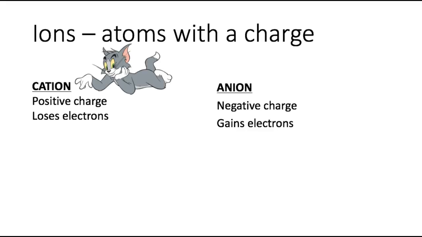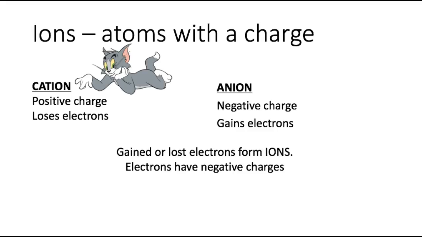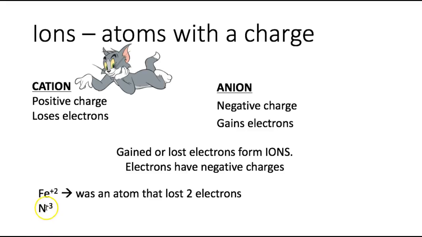Remember that a cation means that you've lost electrons, and an anion means that you've gained electrons. Gained or lost electrons form ions. And again, electrons have negative charges. So for my example, if I'm looking at Fe with a plus 2 charge, this is a cation, and the plus 2 tells me that I have lost 2 electrons. Nitrogen with a minus 3 charge tells me I'm dealing with an anion, and the minus 3 tells me that it's an atom that has gained 3 electrons.